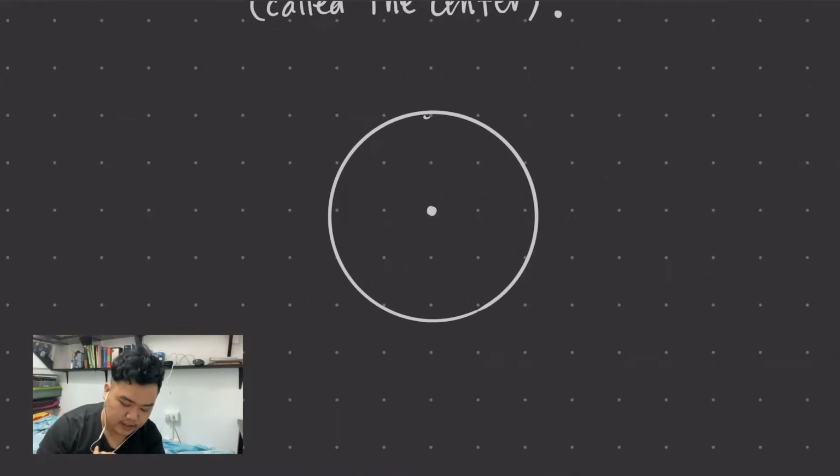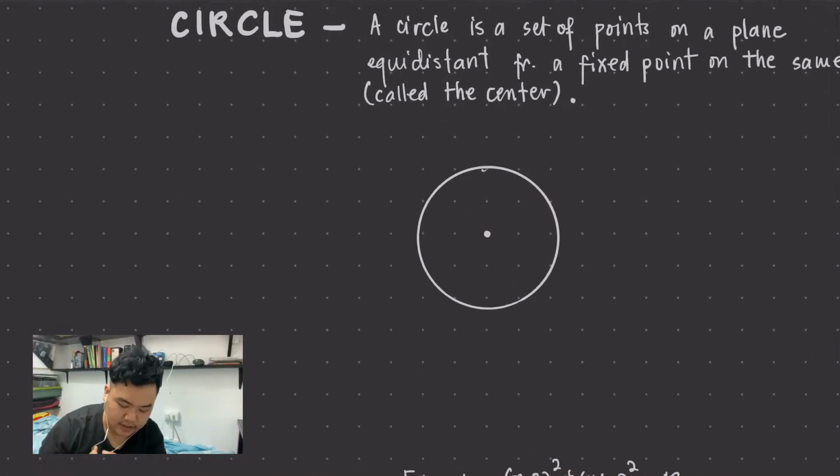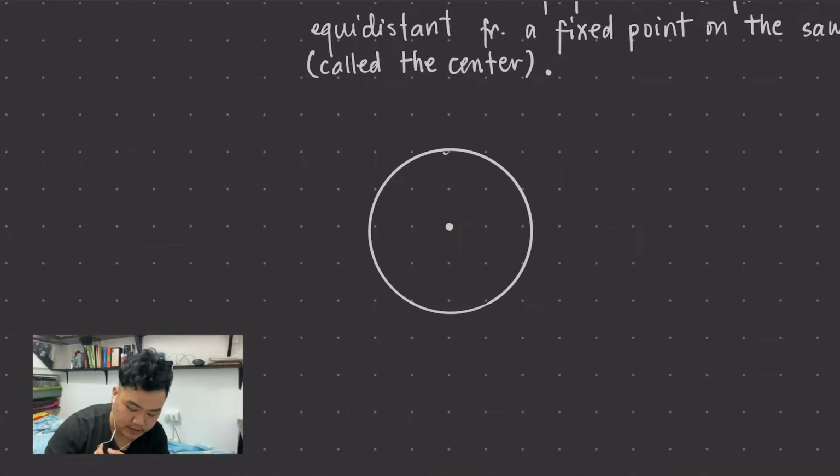And we call the distance from the center to a point on the circle the radius. Okay, and we usually denote it as r. Now just try to imagine your circle is on the xy plane.